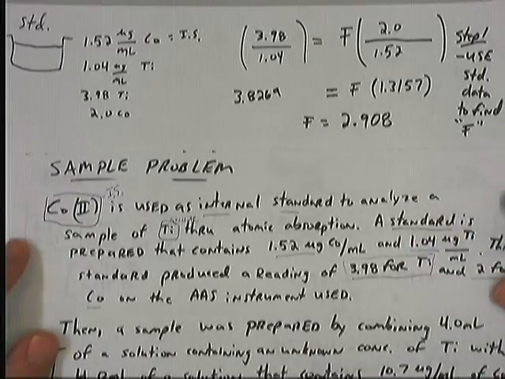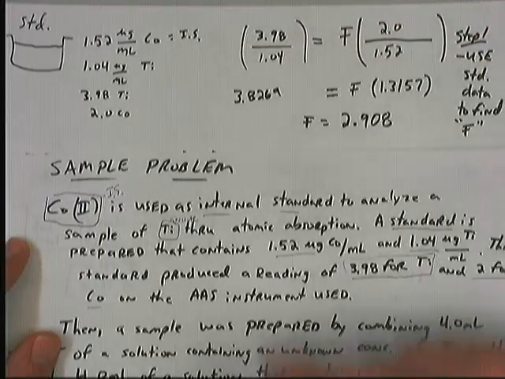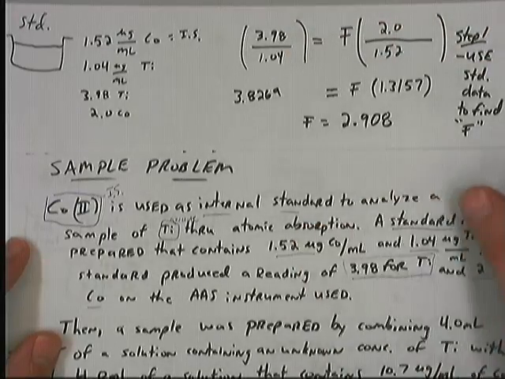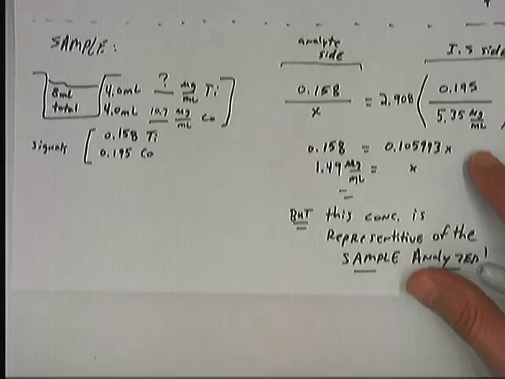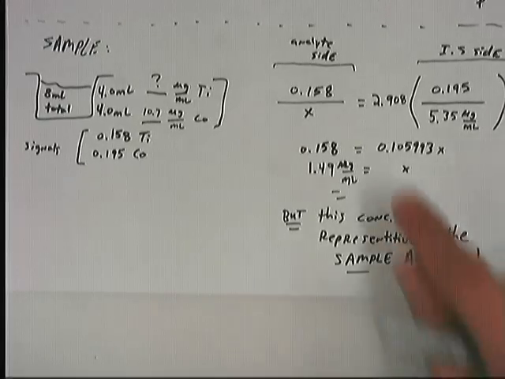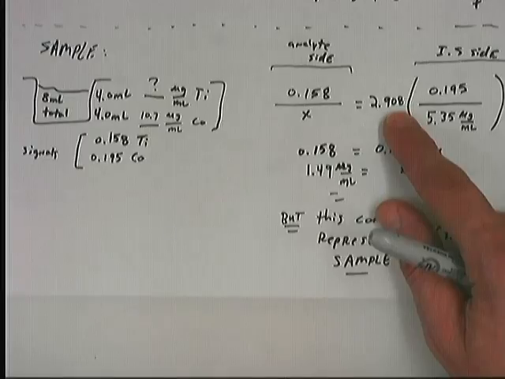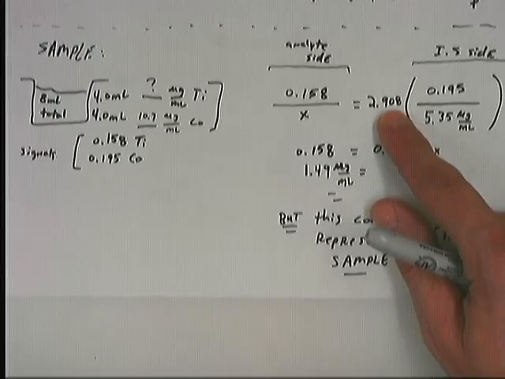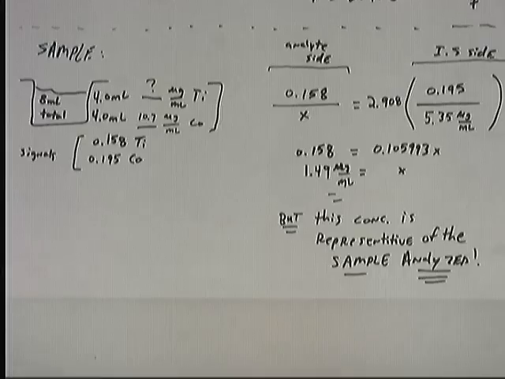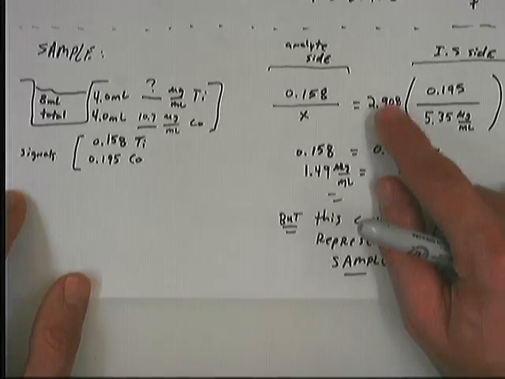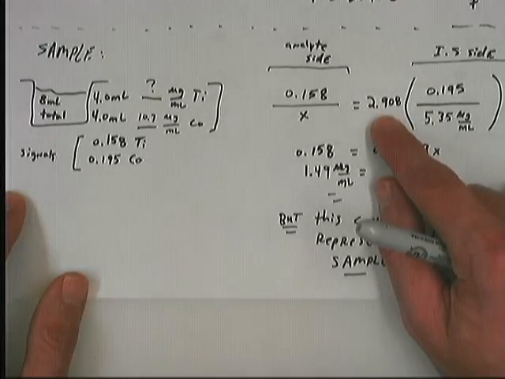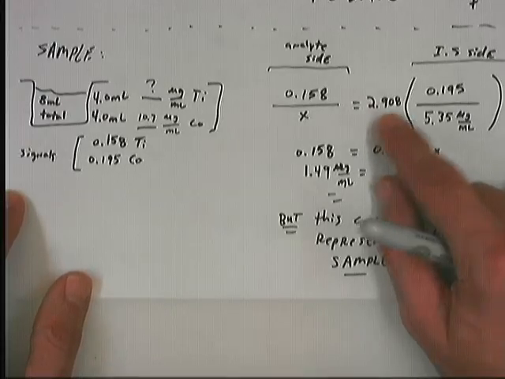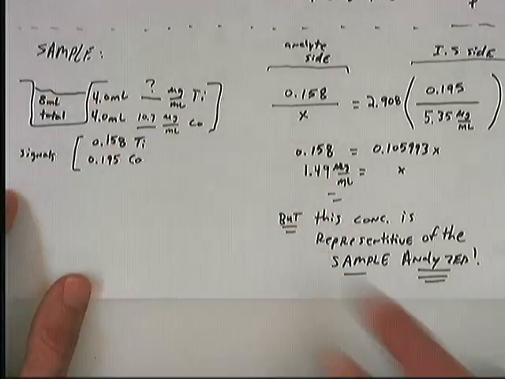So by using the information in the first paragraph, I was able to plug and chug into my IS equation to solve for my response function. After I do that, I can move on to the next part of this problem. Now that I know my F is equal to 2.908, I can rewrite that into my IS equation. As long as I do not change the conditions of my measurement, that will not change. That's kind of the beauty here. We assume it's a constant once I determine it. I can use that knowledge then to solve for the unknown concentration of my sample.